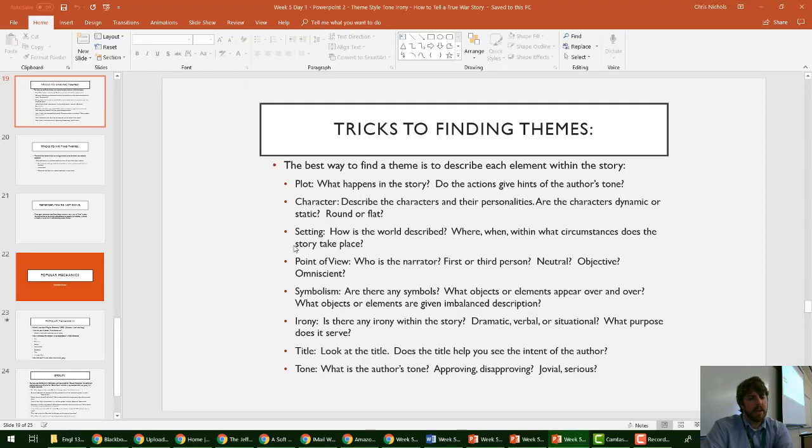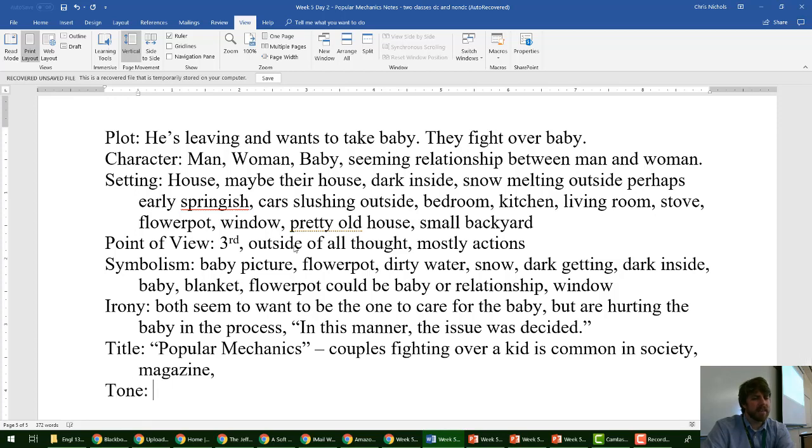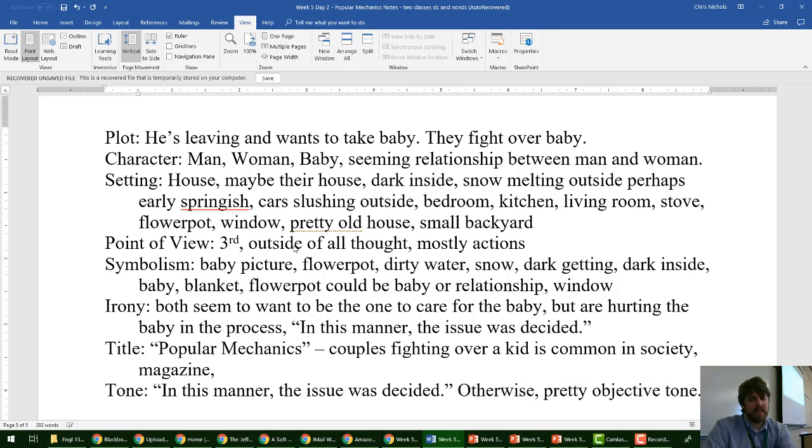Oh, yeah. And then tone, the only tonal hint that I get is in this manner the issue was decided. Otherwise, it's very objective the whole time. Otherwise, pretty objective tone. And I think that is what we have to work with, and we'll talk about maybe thematically what we have or what we might choose for a critical evaluation from this little short story. I'm going to take you through that, and from there, where I would go to actually write the essay. And we'll talk about that next time.